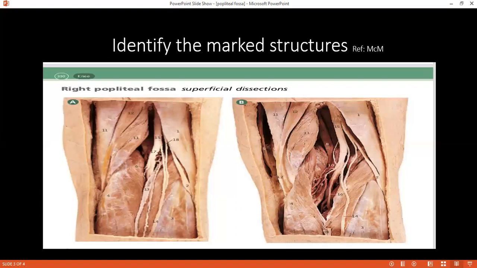Yes, what are the flexors of the knee joint? That is rectus femoris. Are you sure? No, ma'am. The flexors of the knee joint are the hamstring muscles. And which ones are the hamstring muscles? The hamstring muscles are biceps femoris, semimembranosus, semitendinosus, and the adductor part of the adductor magnus.